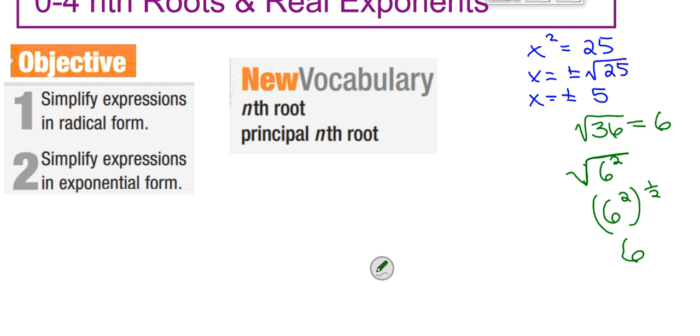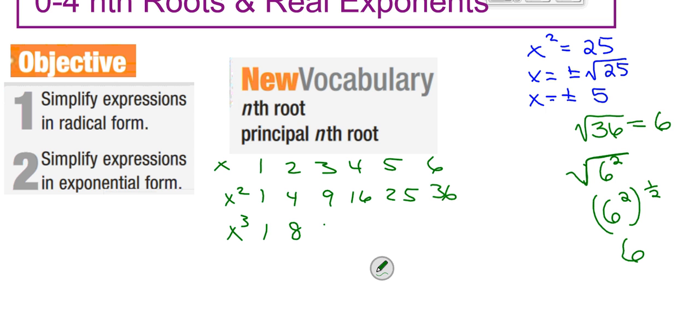So I'm going to just write a very short list of numbers, 1, 2, 3, 4, 5, 6. I'm going to square them. So these will be x squared: 1, 4, 9, 16, 25, 36. And then I'm going to cube them: 1, 8, 27, 64, 125, and 216. There we go. And so the square root of 25, 25 is 5 squared, and 36 is 6 squared.